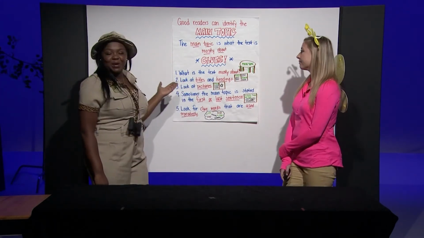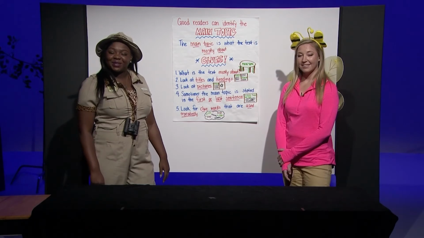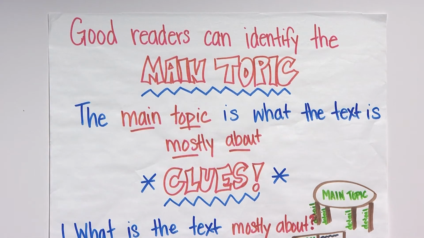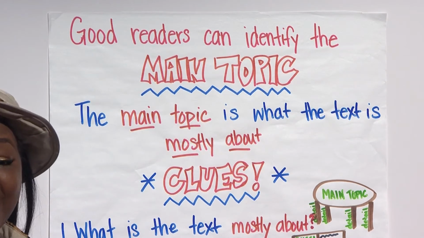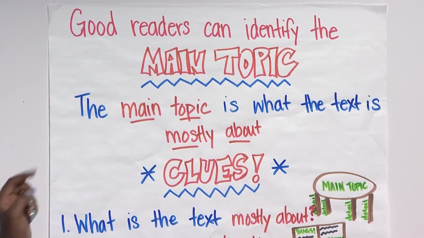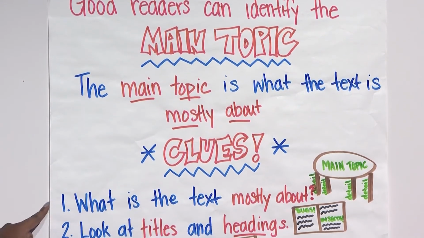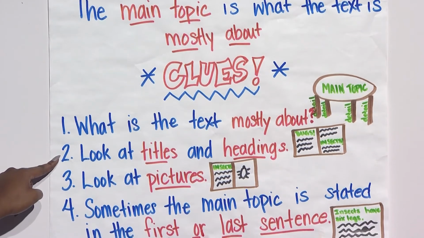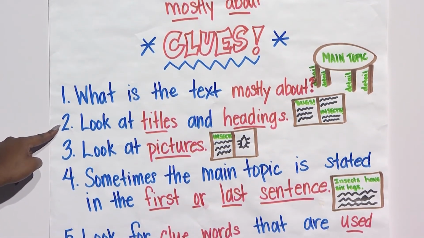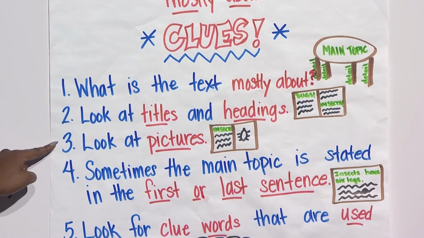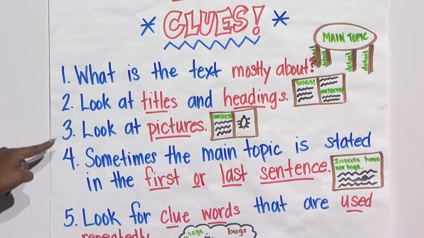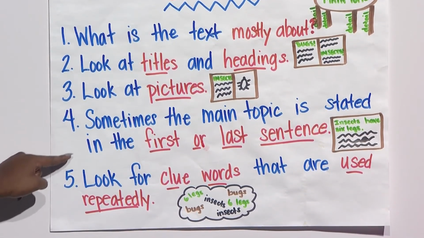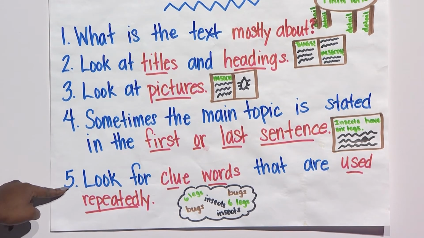This anchor chart may help us figure out the main topic. Let's read it. Good readers can identify the main topic. The main topic is what is in the text and what it is mostly about. Clues. What is the text mostly about? Look at titles and headings. Our text today doesn't have these features, but this is a good clue to know. Look at pictures. Sometimes the main topic is stated in the first or last sentence. And our 5th clue, look for clue words that are used repeatedly.